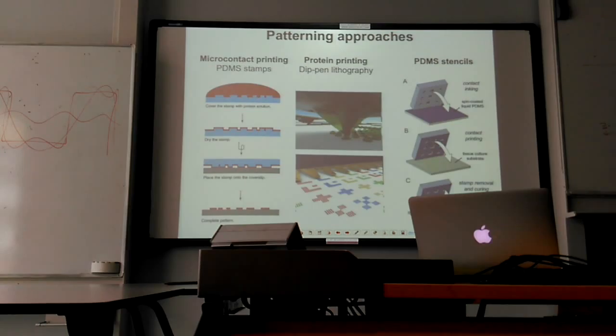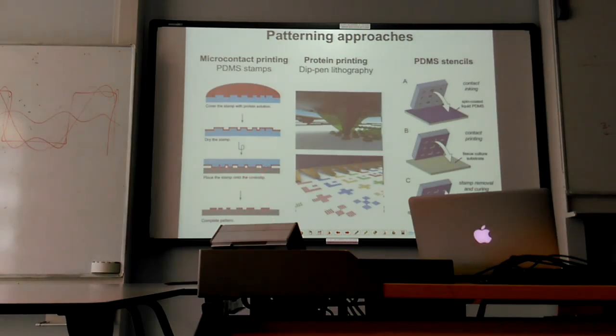For instance, you can create a stamp. Most of the time, PDMS is used as a stamp, and then you can incubate your stamp with what is called an ink. It's just your solution with your biomolecules. So the surface of your PDMS will be covered with these biomolecules, so they form a layer and they can also penetrate maybe a bit in your PDMS. And what you do is that you bring this stamp after in contact with the flat surface, and only the spots which are touching the surface can deliver the molecules on the surface.